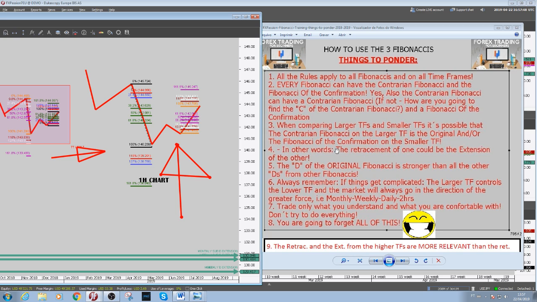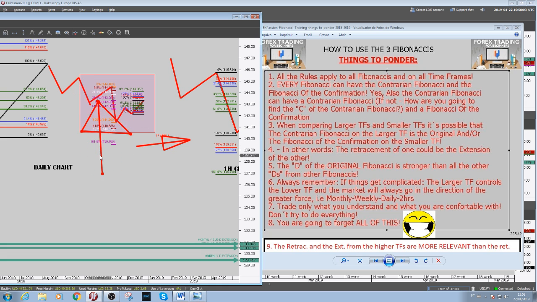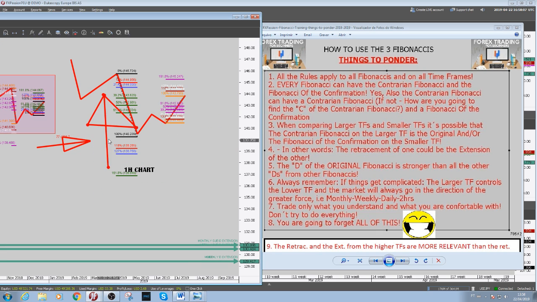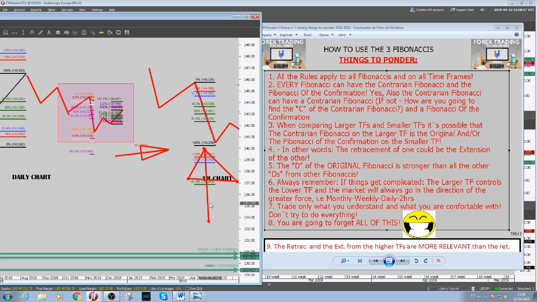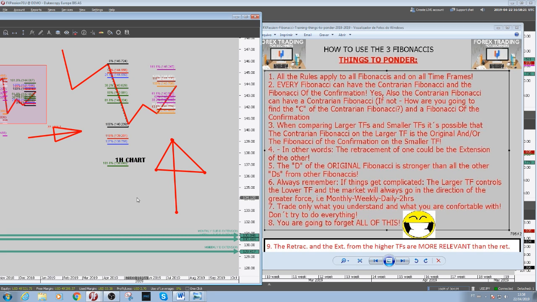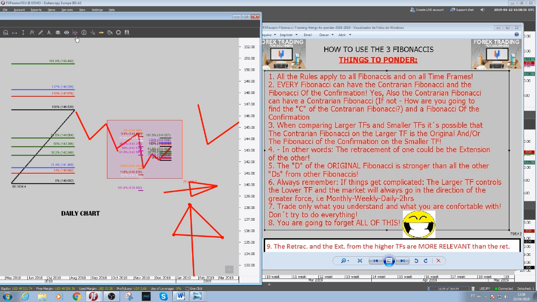Number 4, in other words, the retracement of one could be the extension of the other, right? So the retracement on the daily, if we have traded this one, would be the previous extension on the 1 hour chart, because we have 1, 2, we are in the third swing right now from the daily chart and 1 hour chart. Okay. Number 5, the D of the original Fibonacci is stronger than all the other Ds from other Fibonaccis. We learned this in the previous webinars, right?